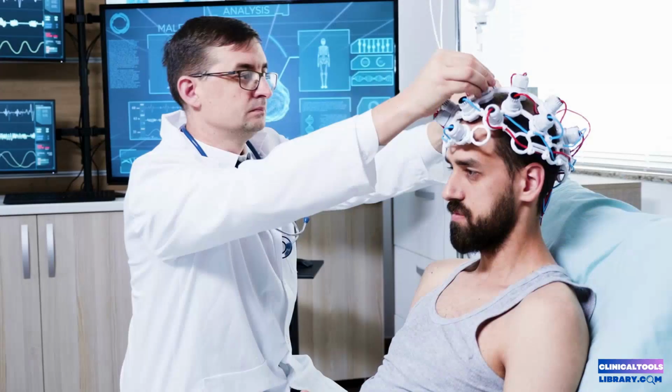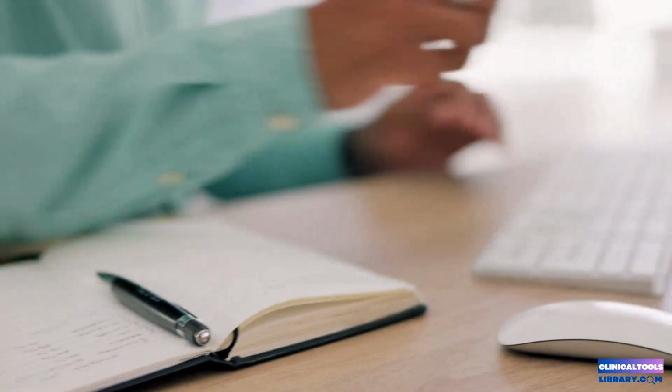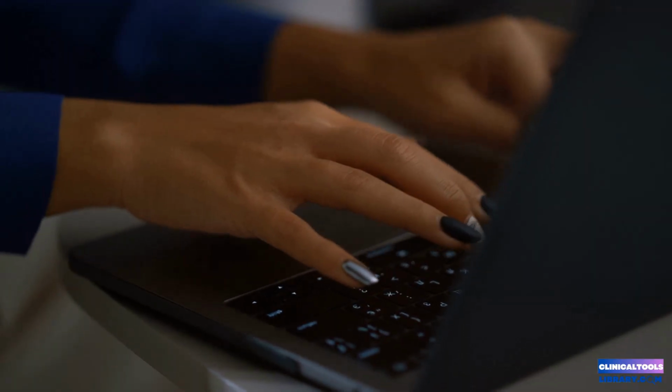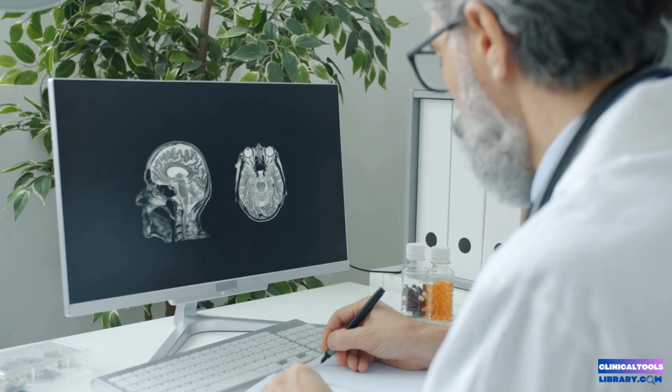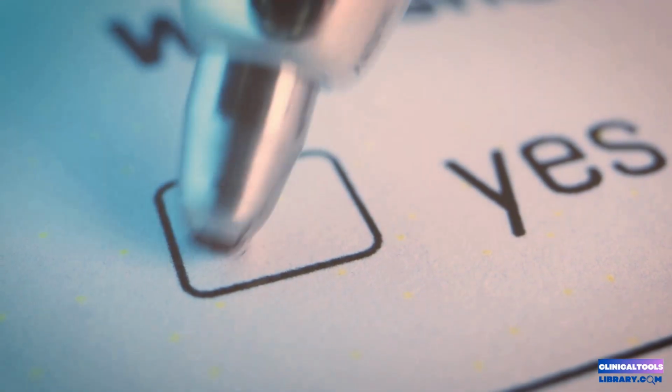The modified Rankin scale consists of 7 items ranging from 0 to 6. The assessor asks structured questions regarding the patient's ability to perform daily activities and level of disability following a stroke or neurological event. Responses are based on observation and patient or caregiver reports.